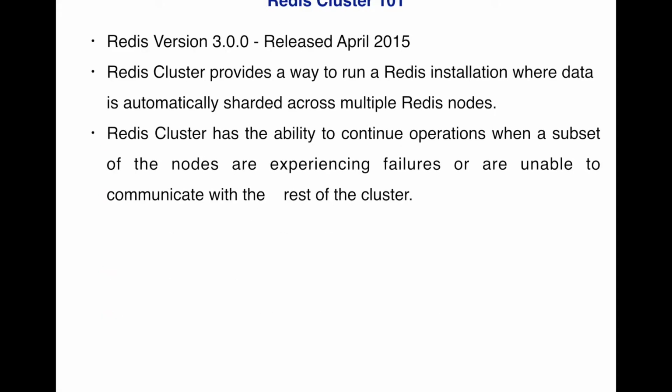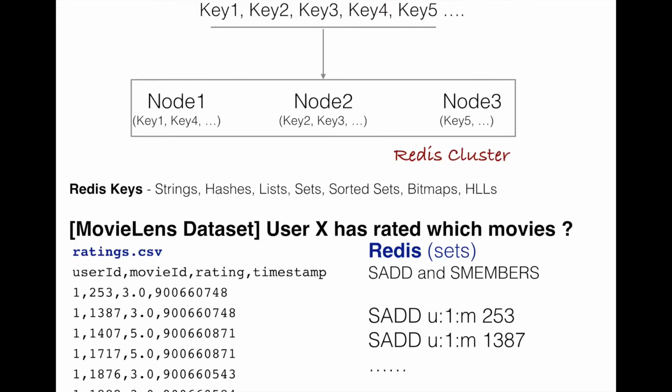Let's get started. What do you do if your data does not fit in one machine's memory? That's when Redis cluster comes into picture. Redis cluster version was released last month. It provides a way to run a Redis installation where data is automatically partitioned across multiple Redis nodes. For the demo, we will see how cluster adds records and create a simple query.